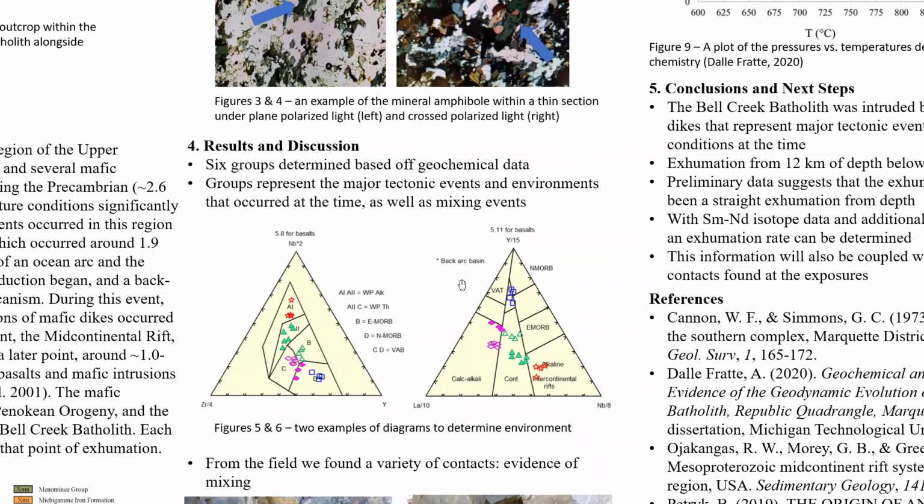From my samples, I found that 6 geochemical groups of mafic intrusions existed within the batholith. These are 2 examples of some diagrams I plotted. As you can see, these groups stayed consistent even though they were plotted with different elements.